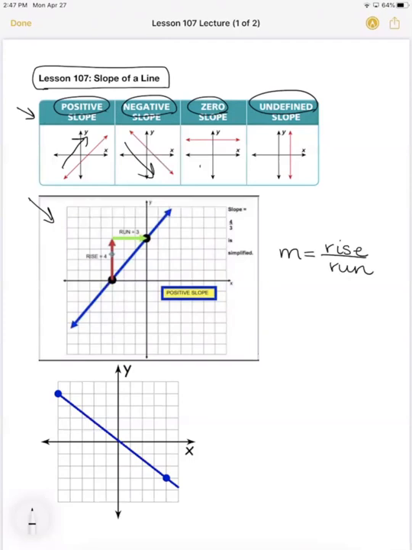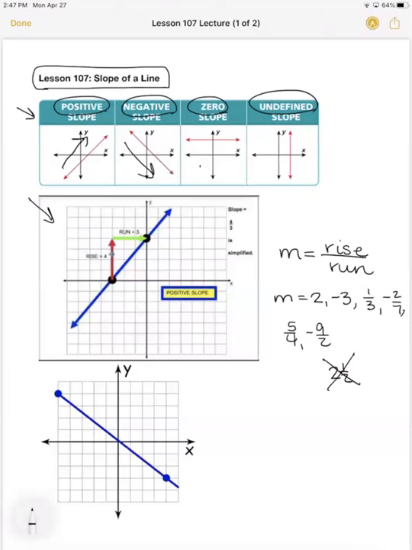Now, slope can be an integer. You could have a slope equal to 2 or -3. It could be a fraction, say 1/3 or -2/7. It could also be an improper fraction, say 5/4 or -9/2. What is slope never? It is never a mixed number. So you would never say the slope is 2 and 1/2. You would say it's 5/2. Okay, so no mixed number slopes.